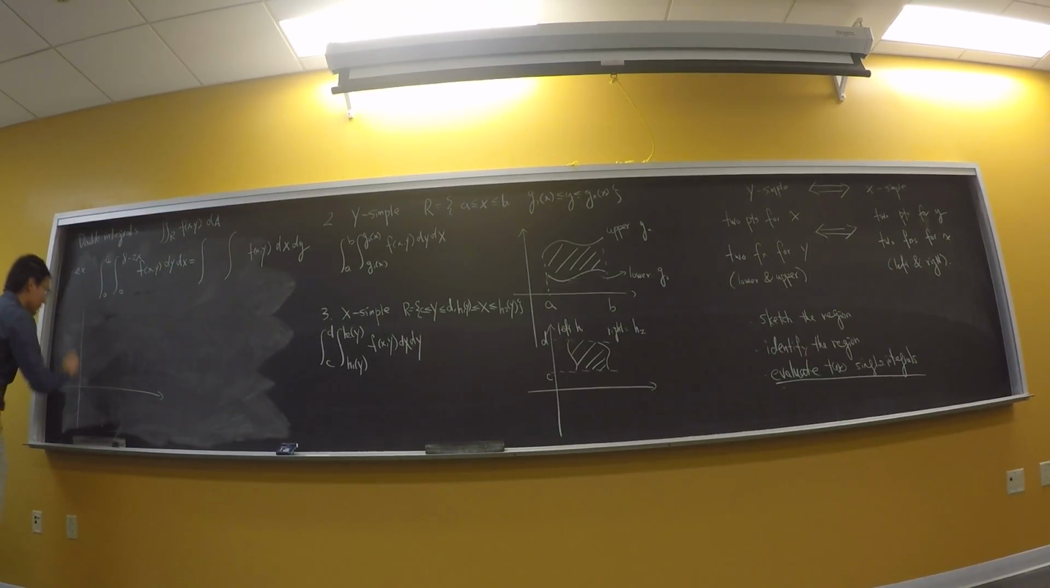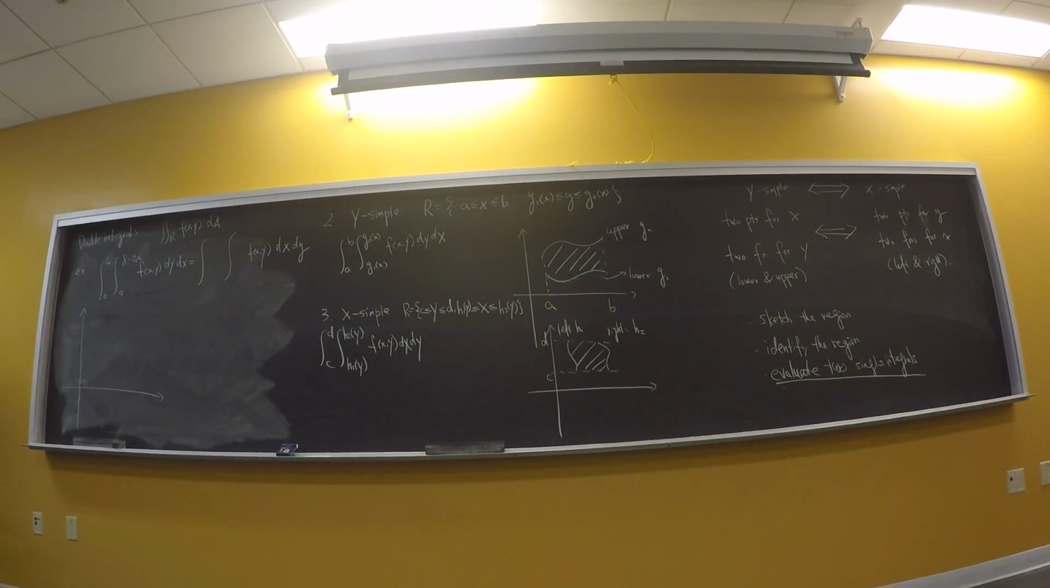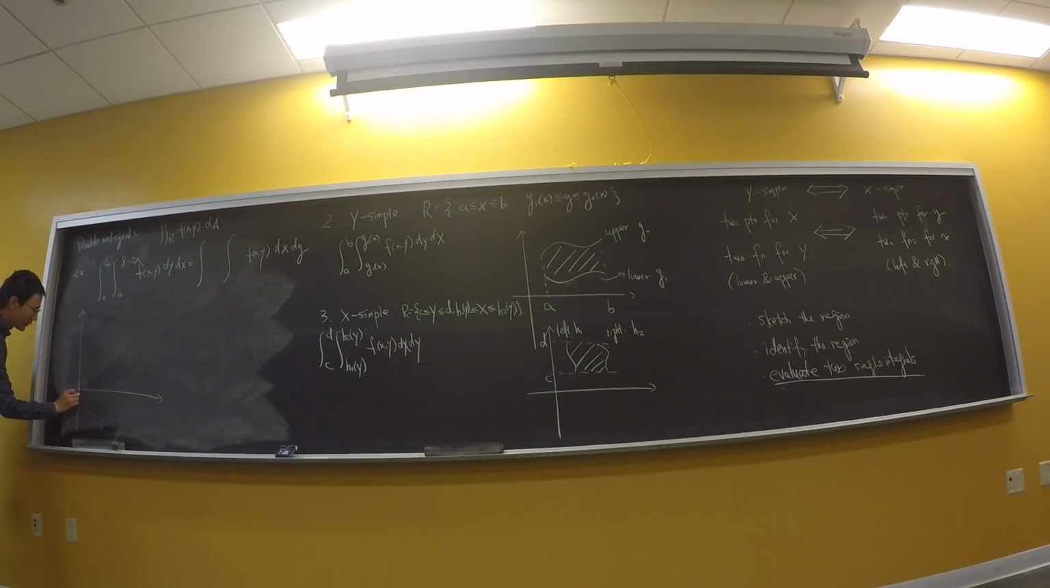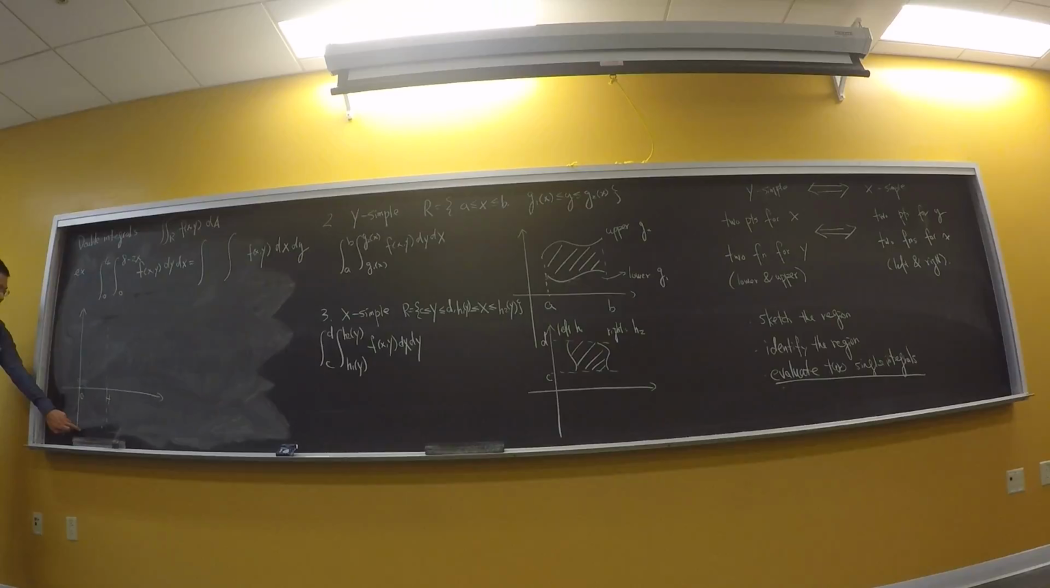To sketch the region, you don't have to be super precise, but at least you have to know where it is. So if it is a y-simple region, I have two numbers for x, right? Which means x is bounded between 0 and 4 right here. Essentially, this region has to be bounded between these two vertical lines. This line is x equals 0. This line is x equals 4. So your region has to be bounded between these two lines.